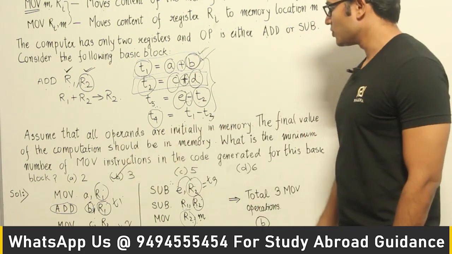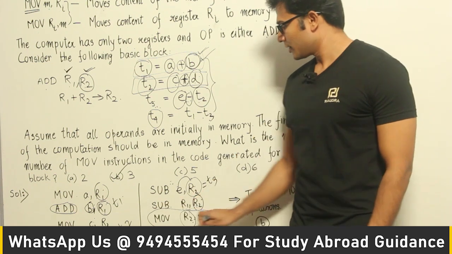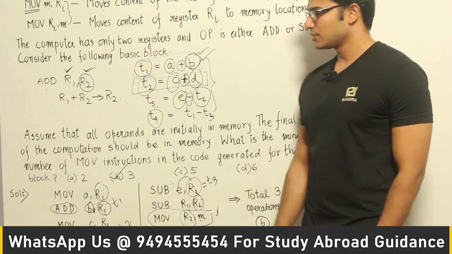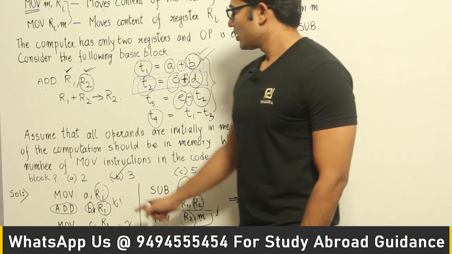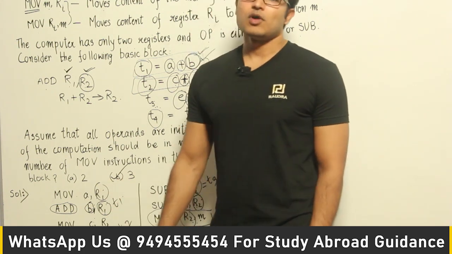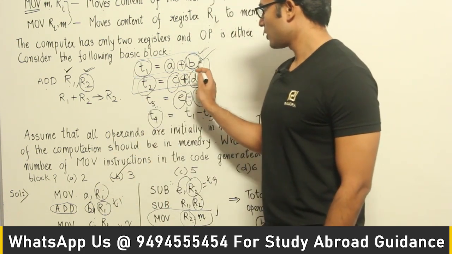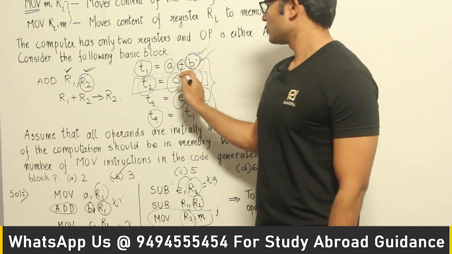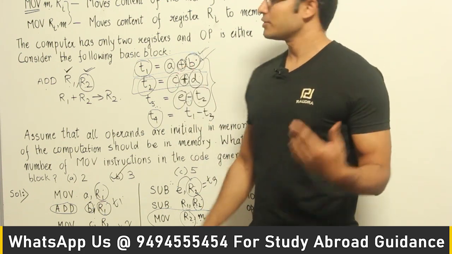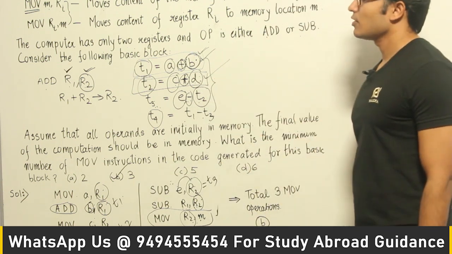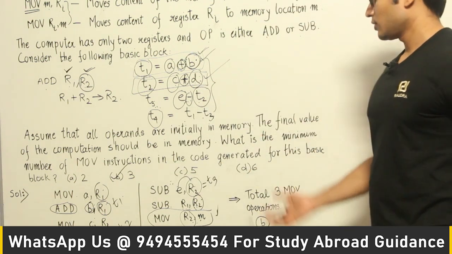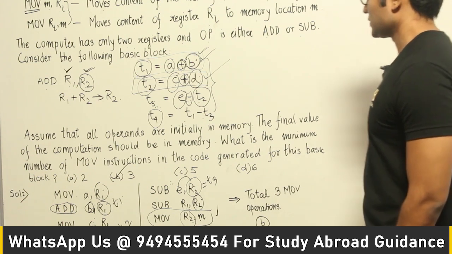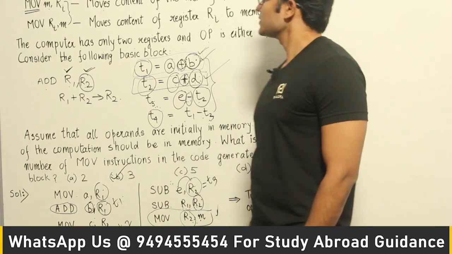Maybe if you try with 2 moves, see, 1 move is definitely required here, and with only 1 other move you will not be able to do all this. Why? In order to perform this operation, one of them can be moved using move, and the other one can be moved using operation. For the second one, definitely one of them has to be moved using move. So at least you need 3 move instructions there, right? The number of move instructions is 3.